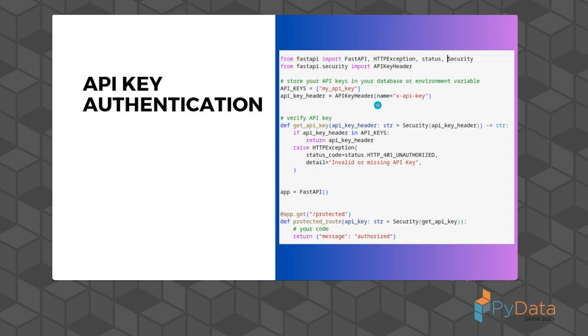This is one way to do it, and it is with API keys. Look as well, it doesn't take many lines of code. Here you can store your keys. Obviously, this is only for example purposes, but you want to save your API keys in your database or in an environment variable. This is a function where you're saying, is the API key that I received contained here? If yes, then you proceed. If not, you return an error.